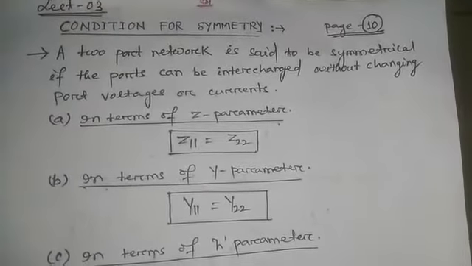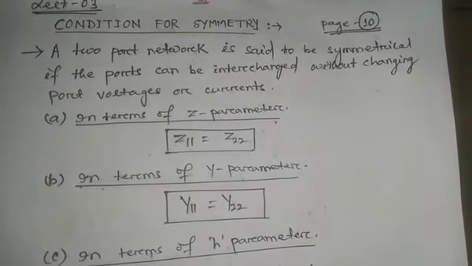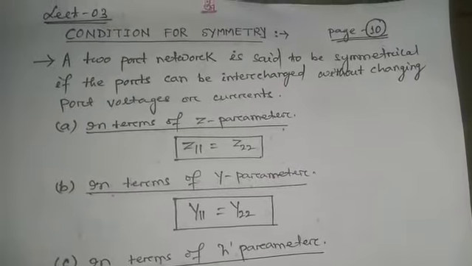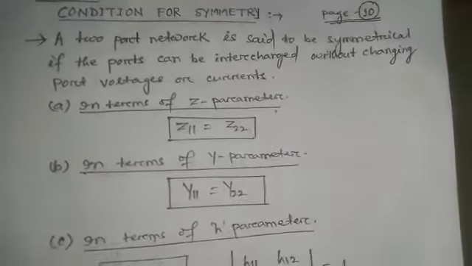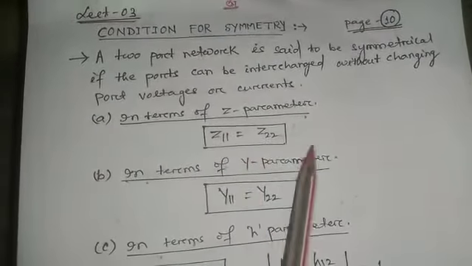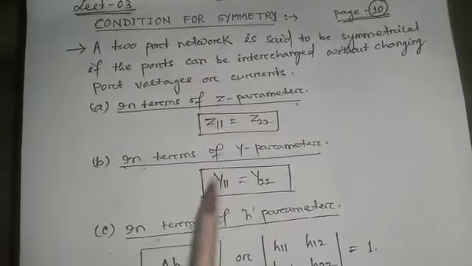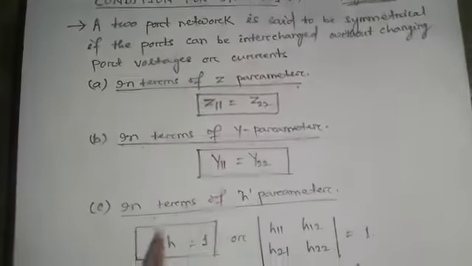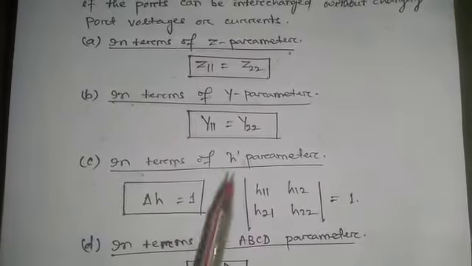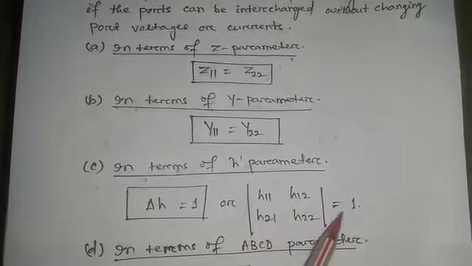A two-port network has an input port and an output port. If the ports can be interchanged without changing port voltages or currents, that is the condition for symmetry. In terms of z parameters, z11 is equal to z22. In terms of y parameters, y11 is equal to y22. In terms of h or hybrid parameters, delta h is equal to 1, the determinant of h11, h12, h21, h22 is equal to 1.